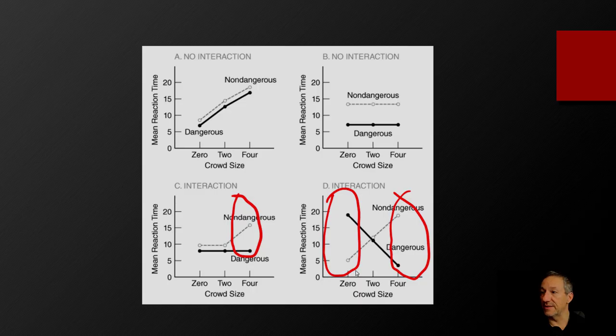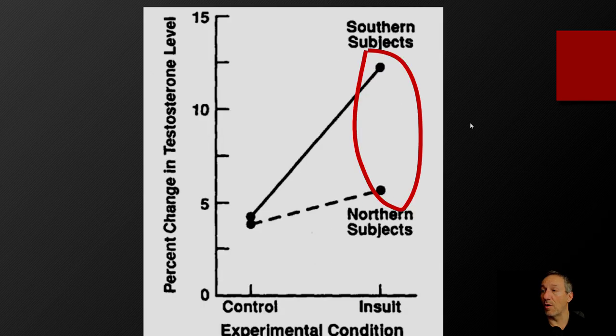On the crossover interaction, at least in this case, we have 2 simple effects. So this is going to be significantly different from that one, and this one will be significantly different from that one. So in the first one, both of these are significant interactions. This one has 1 simple effect, and this one has 2 simple effects. For our culture of honor, we have 1 simple effect.